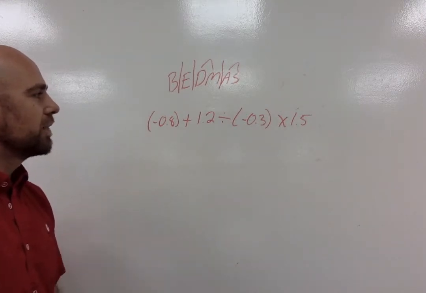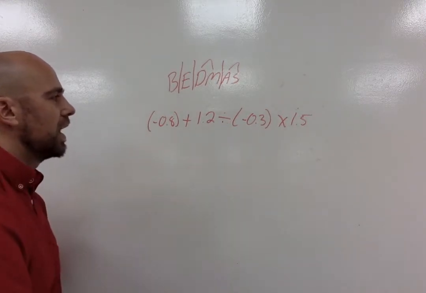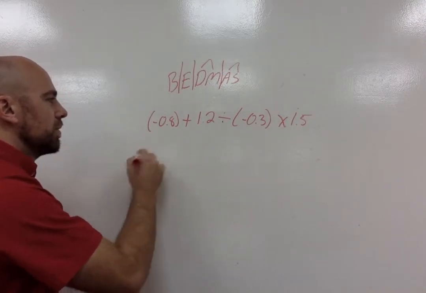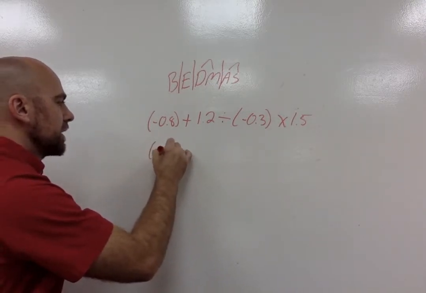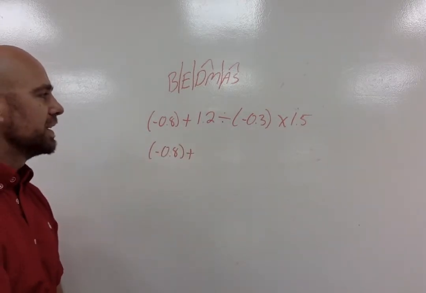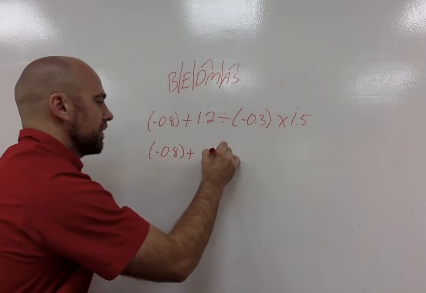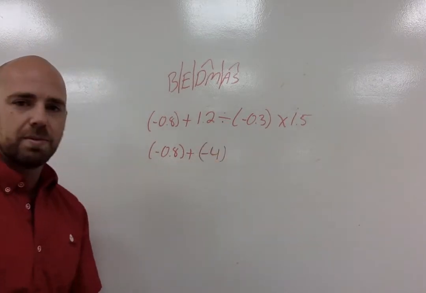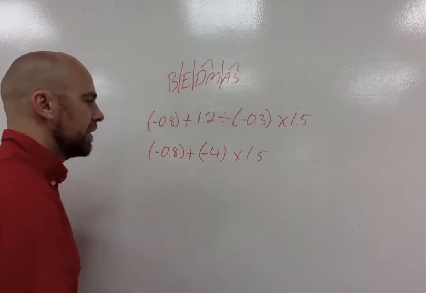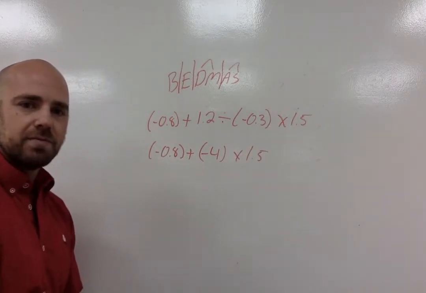So the first part that I have to do is my 1.2 divided by -0.3. So I'm going to have -0.8 still, plus, when I'm dividing this, I'm going to end up with -4. I'm going to keep it in brackets just to make it easier, times 1.5. Okay, so that's the first step.